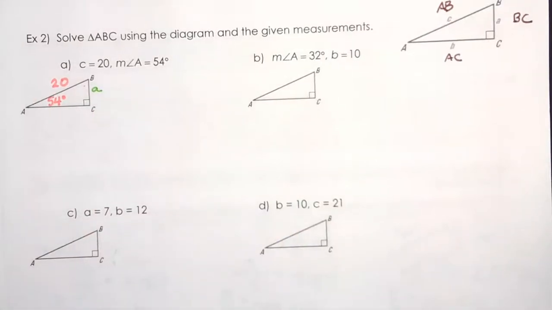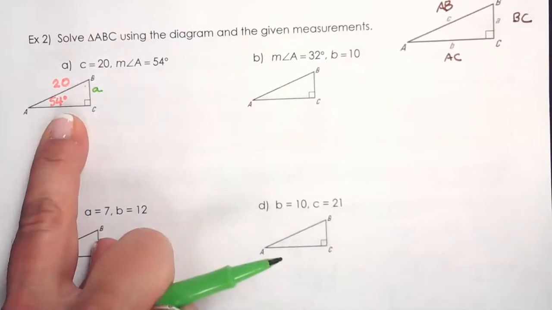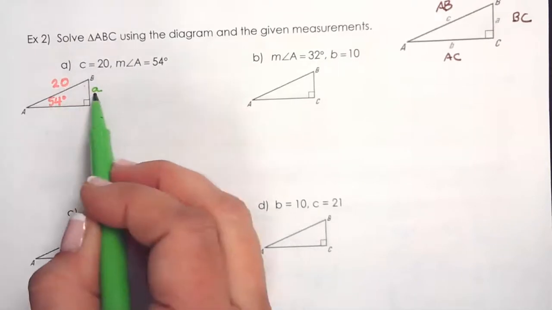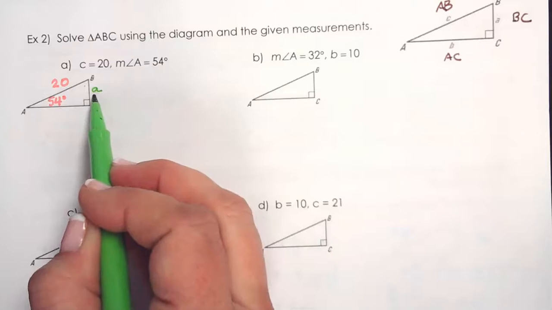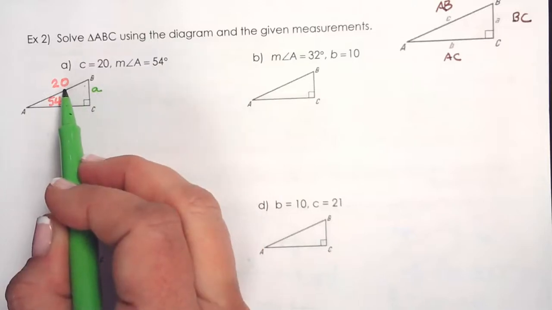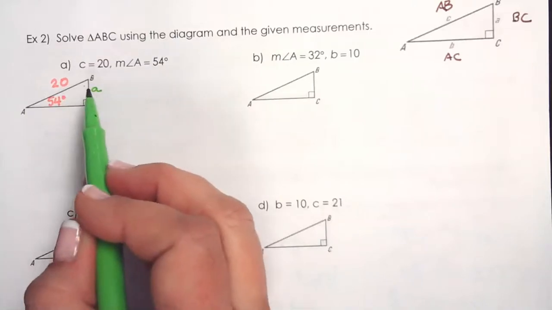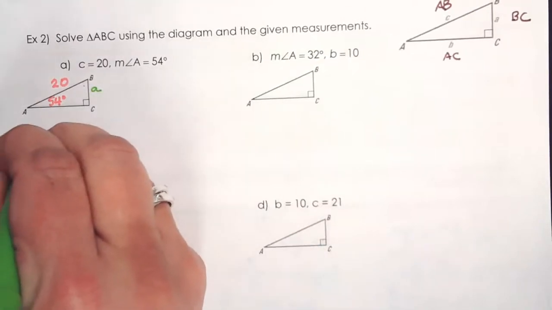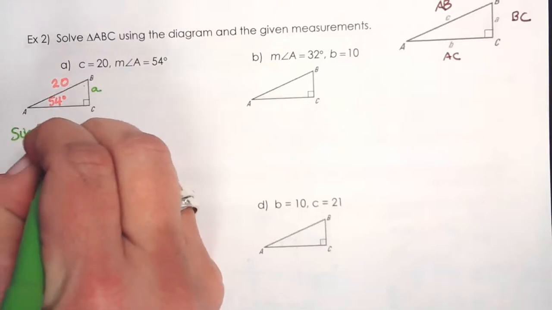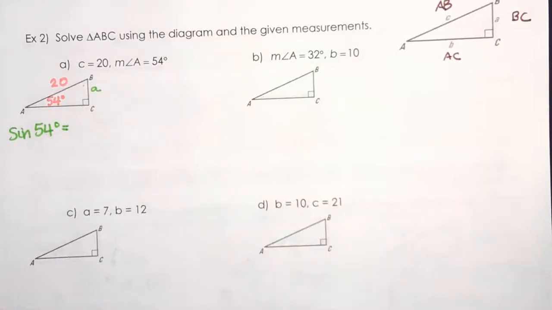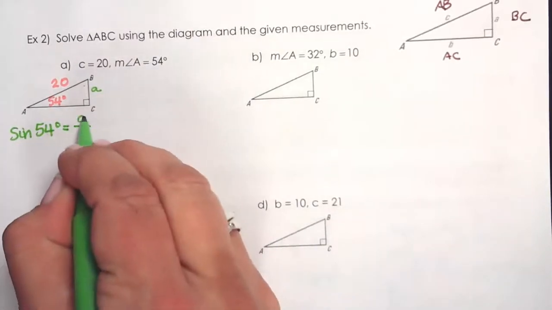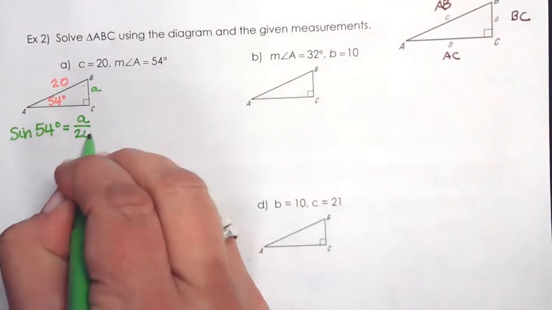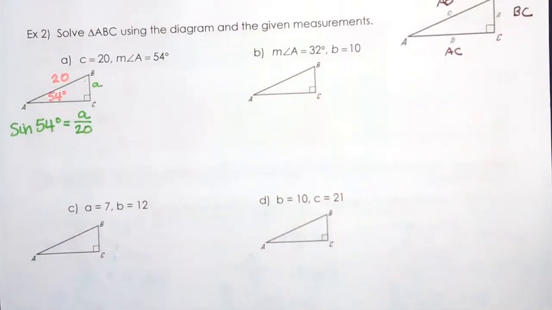What trig ratio could we set up to help us? If we look at 54 degrees, A is opposite, 20 is hypotenuse. What trig ratio uses opposite and hypotenuse? Sine. So we could say the sine of 54 degrees equals our opposite, which is A, over our hypotenuse, which is 20. And yesterday in the homework, you reviewed how to solve that.